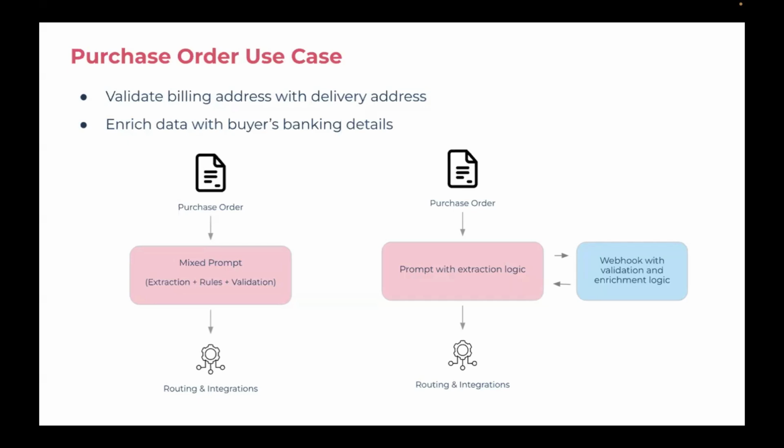systems in downstream operations. So as you can see on the screen, folks, you could either integrate all the validation and enrichment rules within the extraction prompt itself and make the prompt long and clunky, which also risks inaccurate outputs, or you could send the extracted data. So you just get the extracted data from the purchase order, and then the external webhook endpoint takes this data, performs the validation and the enrichment logic, and then sends back the final output, which could be used to route it into downstream operations. So let's check out this scenario on Unstract.